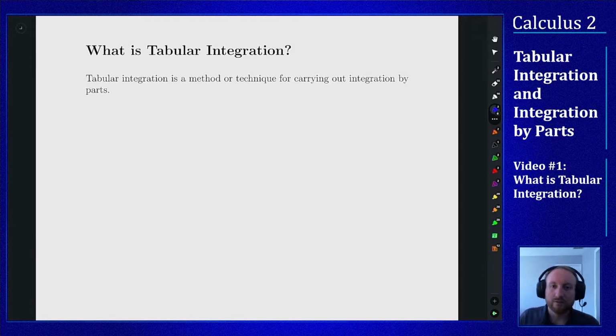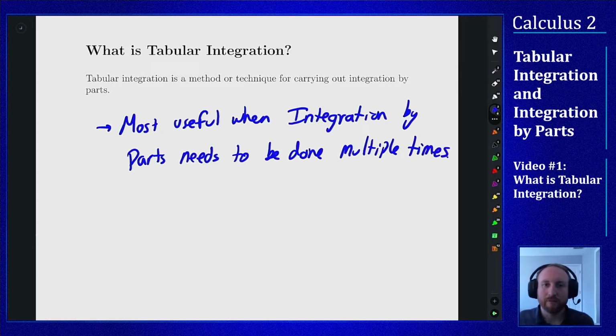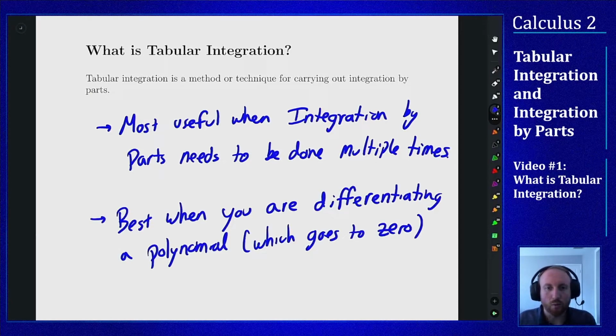The most common use case for this and the most useful version is when you're doing integration by parts and it must be done multiple times. As we'll see by the end, for like 1 or 2 steps, it's probably not worth this method, but beyond that, this method is fantastic for doing multiple rounds of integration by parts. It's also super useful when the function you are differentiating eventually goes to 0, namely if that function is a polynomial. Let's see what this method is and how we get to this process for doing integration by parts.